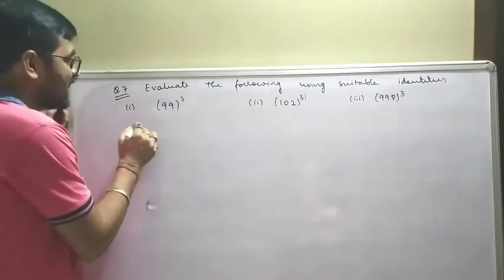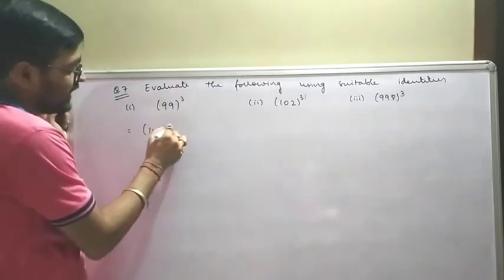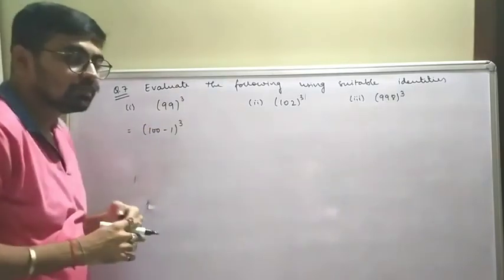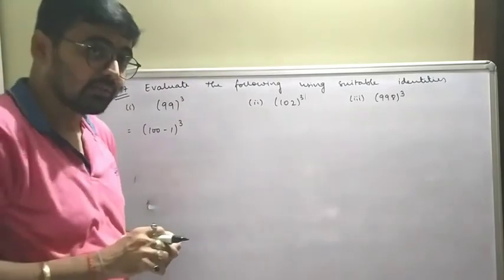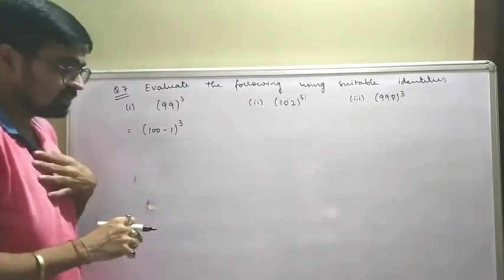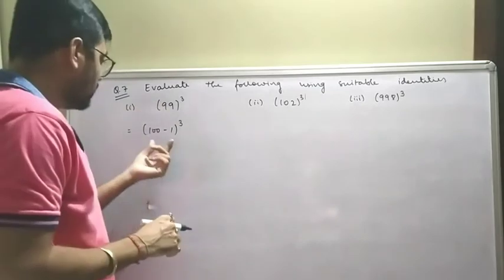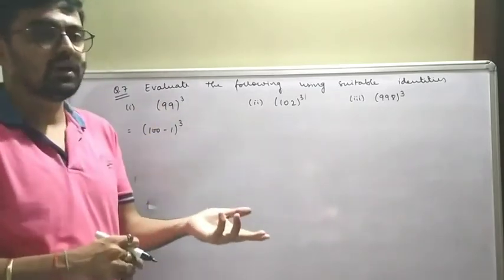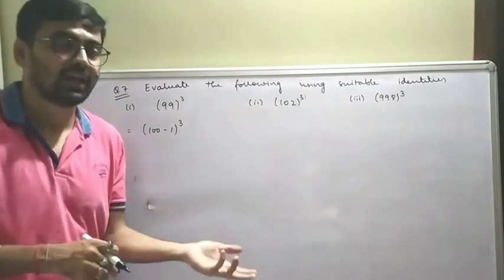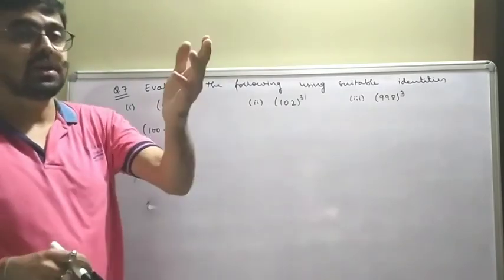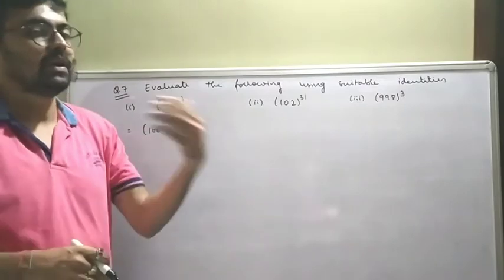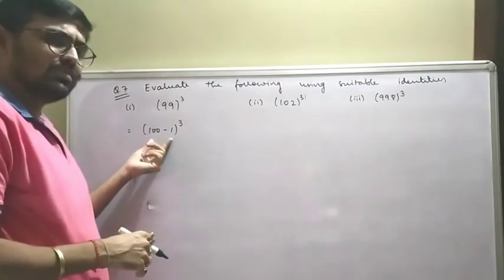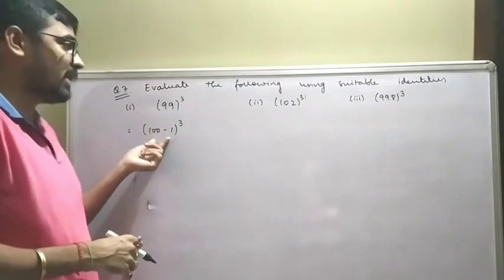Now how can I write 99 cube? Can I write this as 100 minus 1 cube? Why did I write this? Just because I can easily expand a cube. It will be very difficult for me to expand 99 cube directly, meaning 99 into 99 into 99. It will be very hectic and very time consuming. So it becomes simple if I write 99 as 100 minus 1.